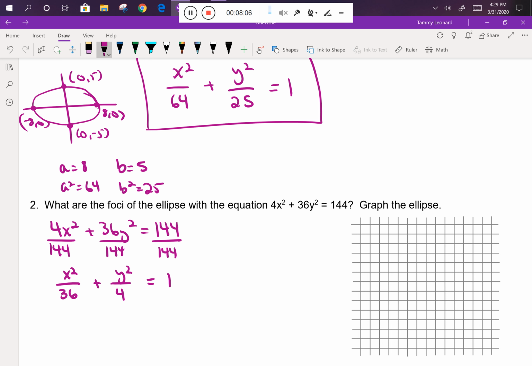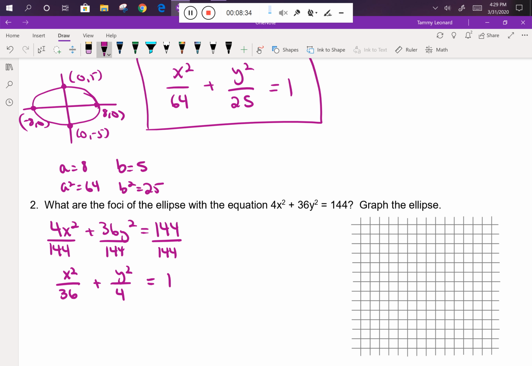Okay, this is going to help us figure out how to graph, but we're also asked to find the foci. And remember, the focal length is always c, no matter what type of shape we're looking at. In a parabola, the focal length was c. That was the distance from the vertex to the focus. And in an ellipse, the focal length is also c. So that's going to be the distance from the center of the ellipse out to either of the foci.